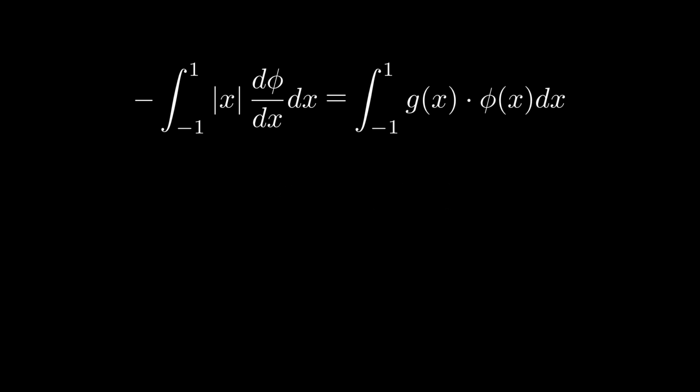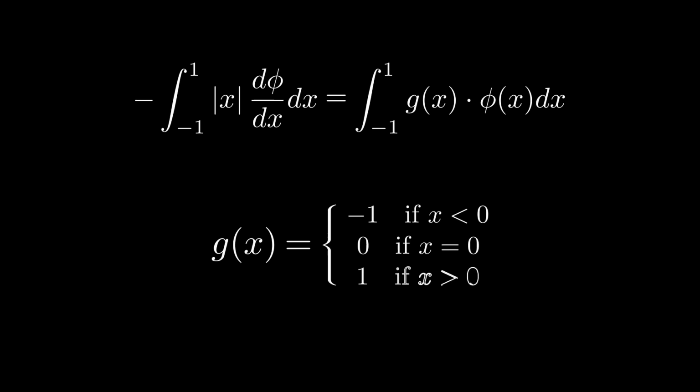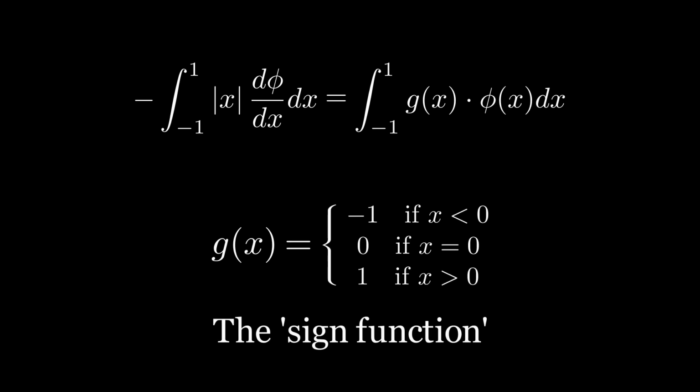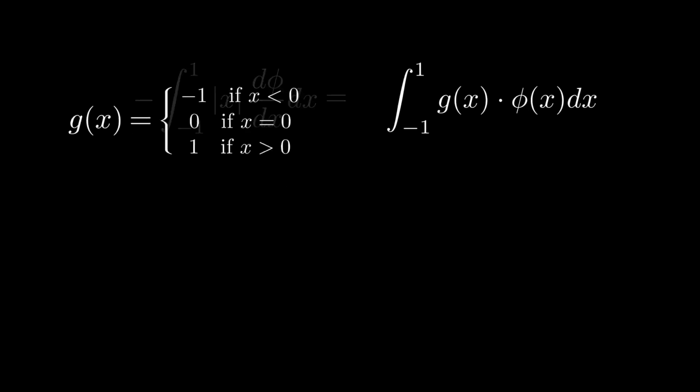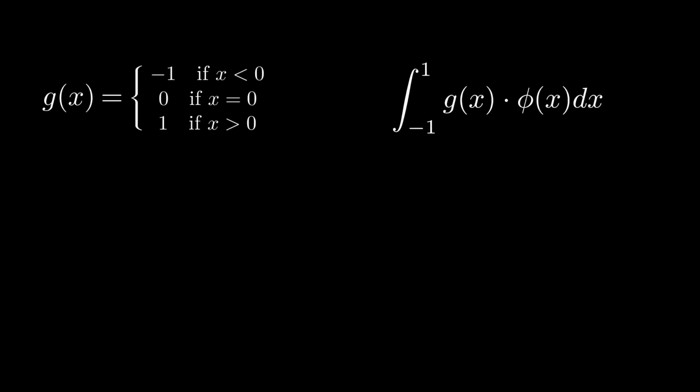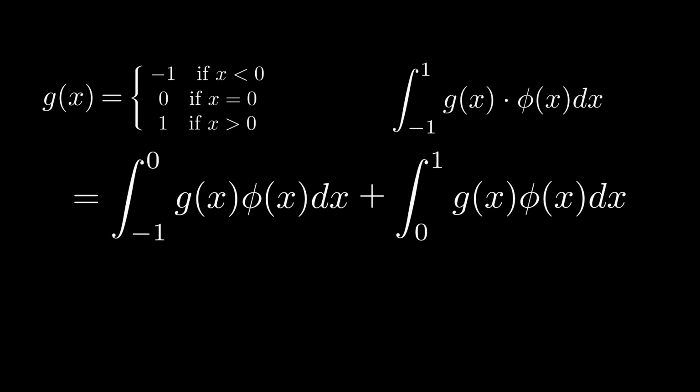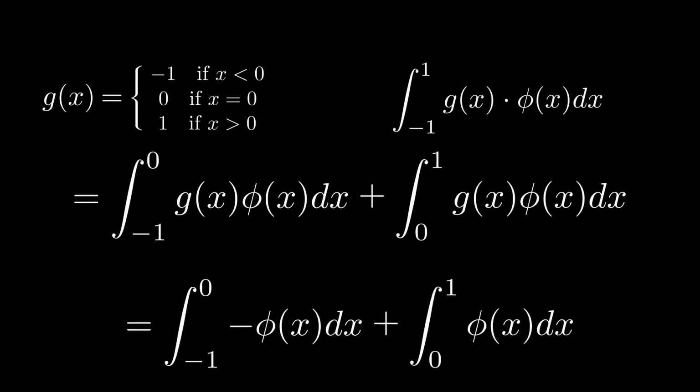If I take the following function for g, which happens to be more commonly known as the sine function, and we plug this into our equation, watch what happens. We'll deal with the right-hand side first, as it works out being a bit simpler. We split the integral into two parts, the integral from -1 to 0, plus the integral from 0 to 1. Now, if we substitute in our sine function for g, we get the integral from -1 to 0 of -phi, plus the integral from 0 to 1 of +phi.